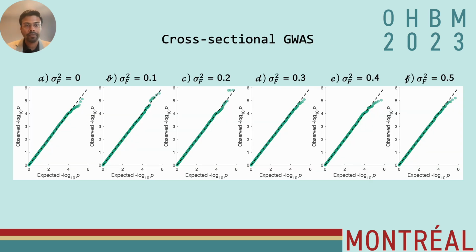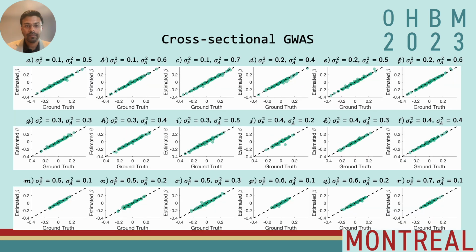This is just an example to demonstrate that the cross-sectional GWAS works. This is a QQ plot which shows that when there is no genetic effect, we get a fairly flat line, as expected. And this is an example of various simulated ground truth and the estimated beta coefficients across different SNPs, and everything looks as expected.